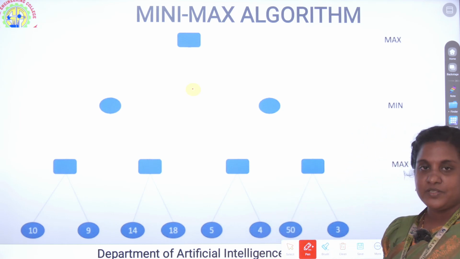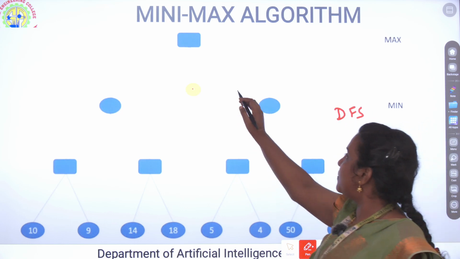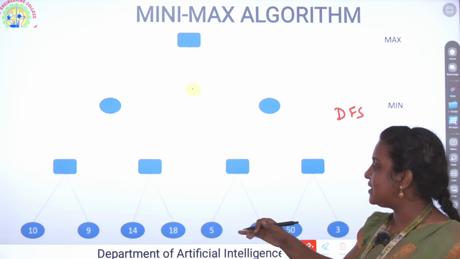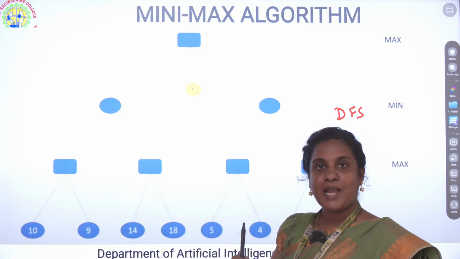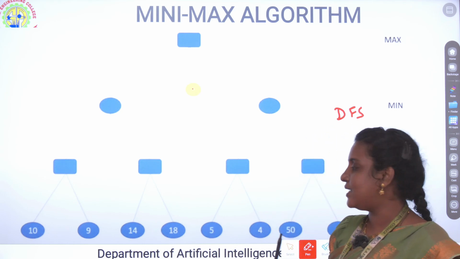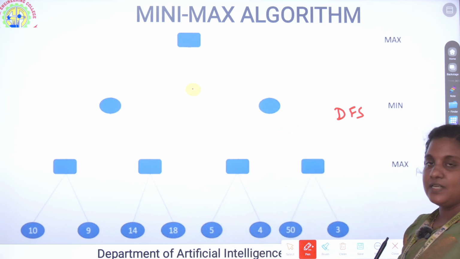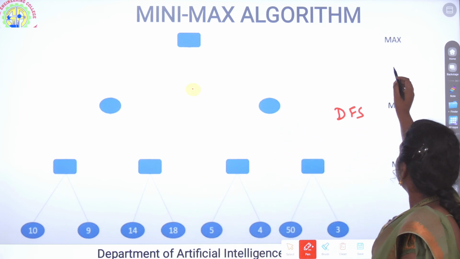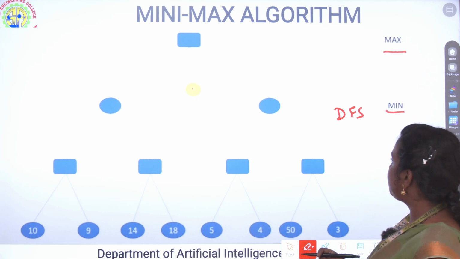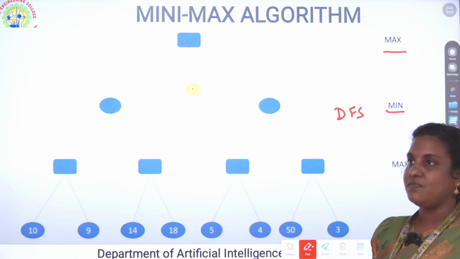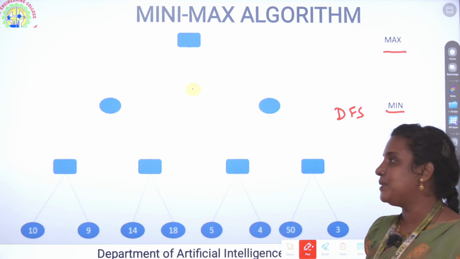So now by using DFS, starting from the root node, we are going to traverse till the leaf node, and we will apply backpropagation, and we will apply the values to its parent node. Here the one important thing is we have to take care of the max player and the min player. Max player always chooses the maximum value, min player always chooses the minimum value.